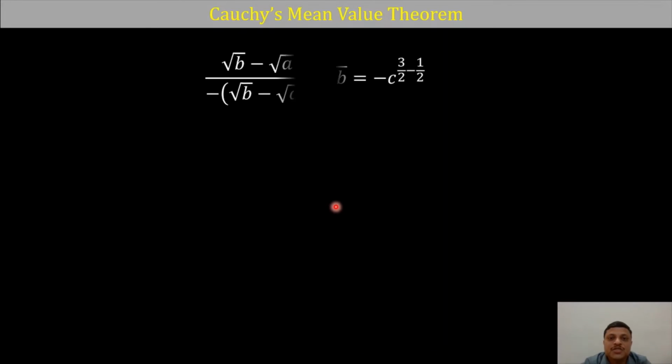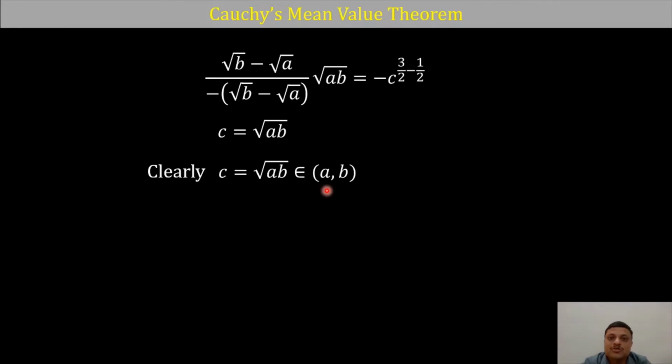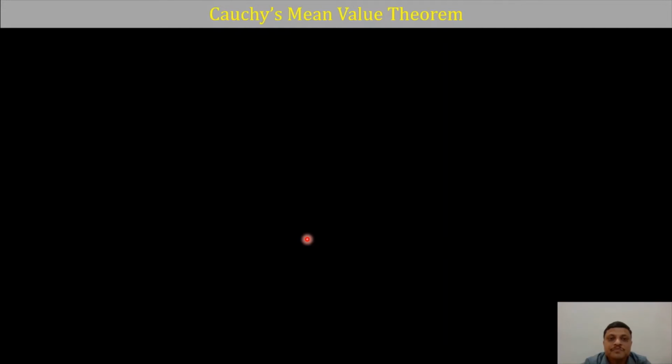Simplifying this expression, we will be getting the value of c equal to root ab, and clearly this root ab belongs to the open interval (a, b). Hence, the conclusion of the CMVT is examined. Therefore, CMVT is verified. I hope you have got this example. Now let's move on to the second example.